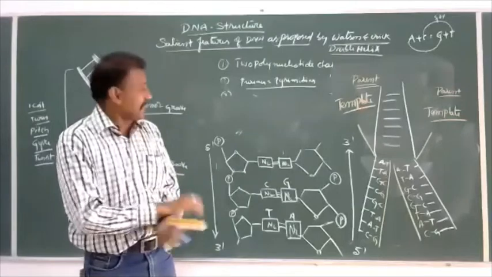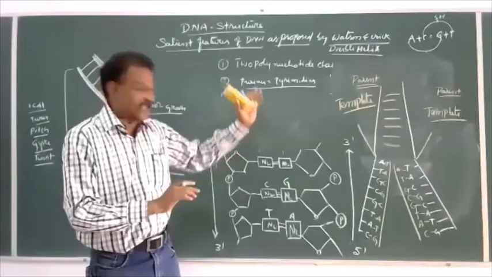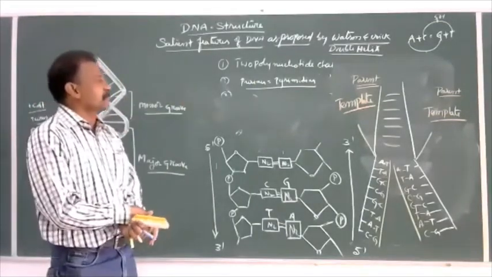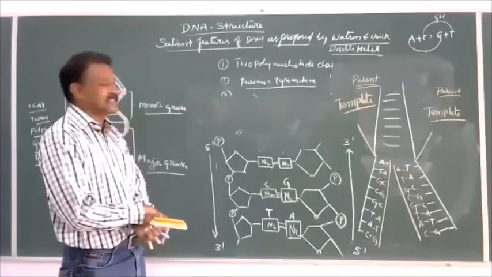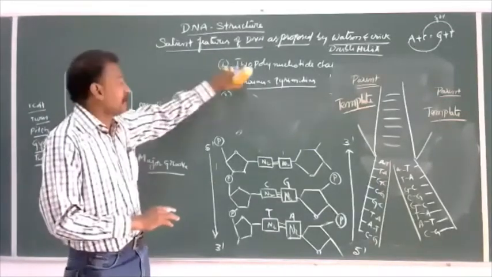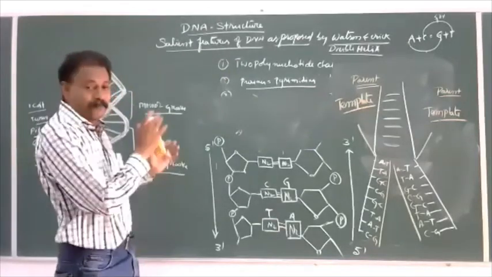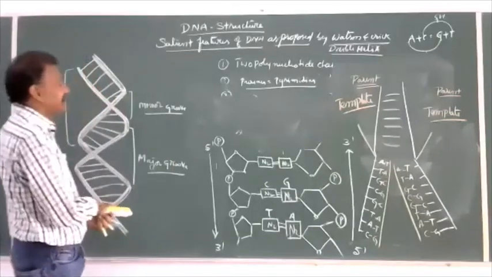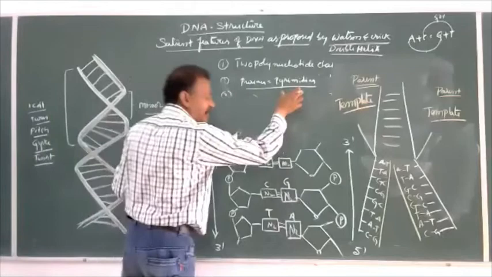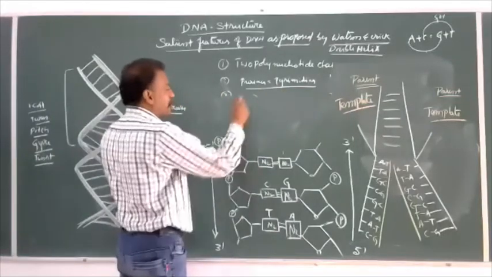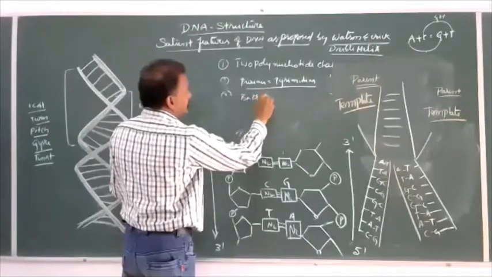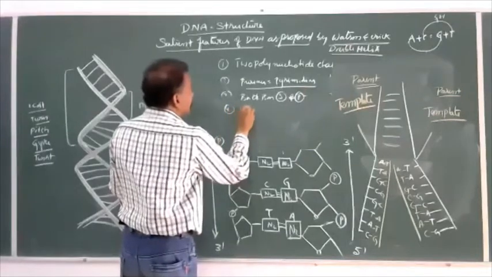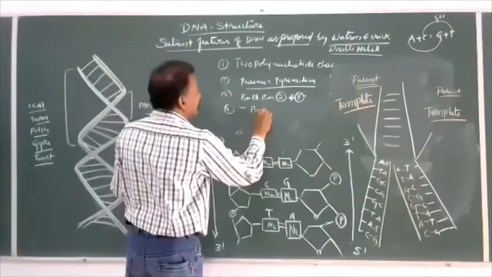So here DNA is that molecule having this type of configuration. Now, the salient features of DNA as proposed by Watson and Crick in the double helix. First, DNA is made up of two polynucleotide chains which are anti-parallel to each other, and in that, purines and pyrimidines are in equal amounts. The backbone is made up of sugar and phosphate molecules.